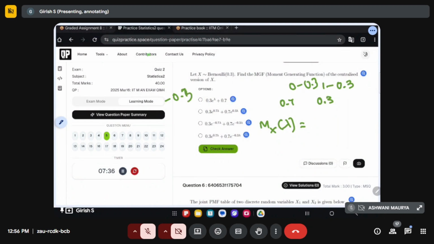So 0.3 and 0.7, with probabilities 0.7 and 0.3. Are you getting till this point? This is your x and this is your p of x. How do I convert it from the normal to the centralized version? You just have to calculate the expected value. The expected value is nothing but p, which is 0.3, and then subtract it from your values. So you'll get minus 0.3 and 0.7, and the probability is not going to change. Is it clear?